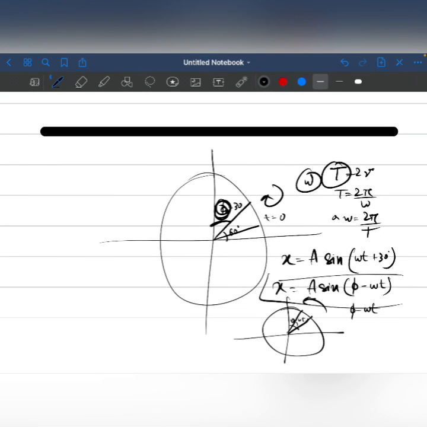So for clockwise motion, x equals a sin(omega t plus phi). For anti-clockwise motion, x equals a sin(phi minus omega t), and phi naught is always taken from the y-axis. That is the main important thing. You take from the y-axis, x will be equal to a sin omega t, and then for y you can just flip the entire thing by 90 degrees, and y will be a cos(omega t plus phi). Okay, thank you.